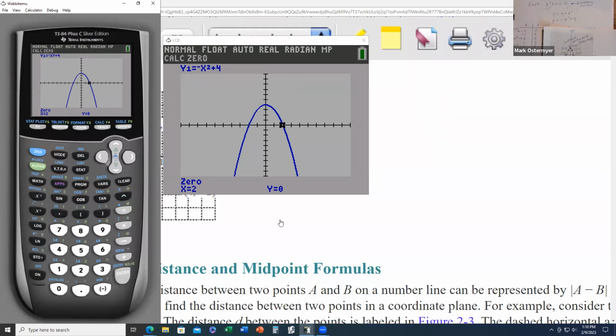So what I've shown you right now is how to graph a relation on the calculator, how to find any maximum values, how to find the y-intercept, and how to find the x-intercepts. Any questions with what I just demonstrated on the graphing calculator?